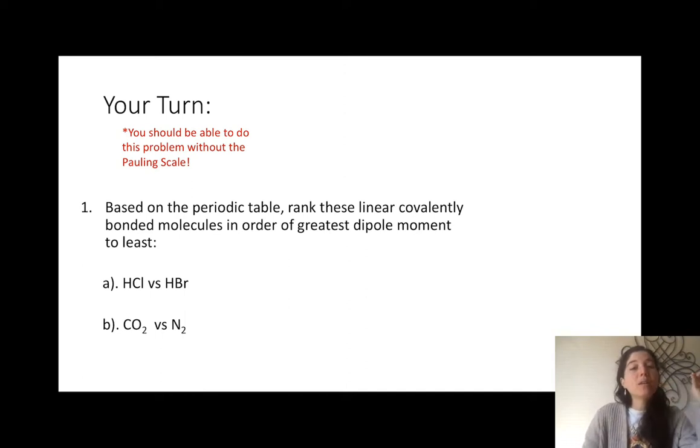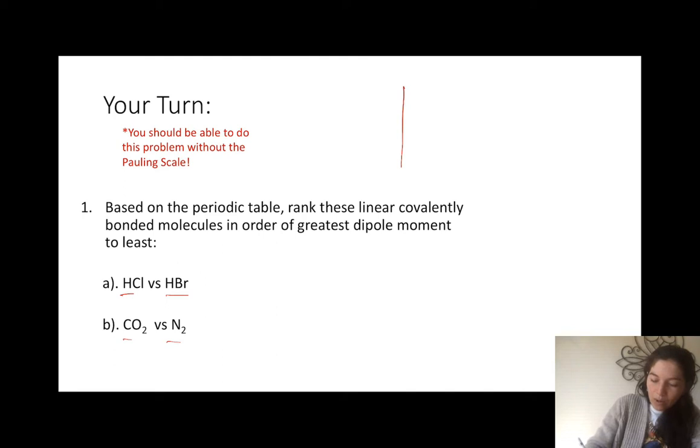Based on the periodic table where these different atoms fall, you should be able to rank these linear covalently bonded molecules in order of greatest dipole moment to least. And I'm going to challenge you to do that without using the Pauling scale. This should be something that you can look at really quickly and tell the answer to.